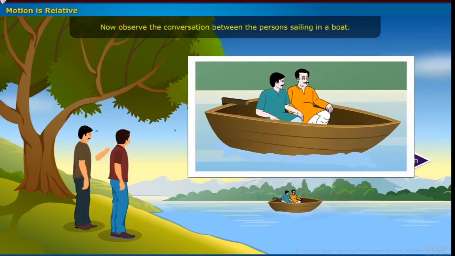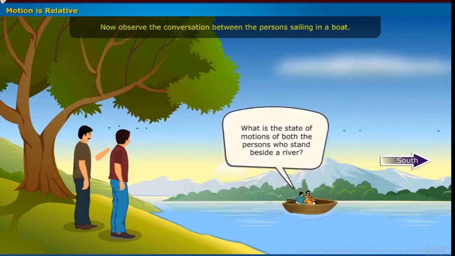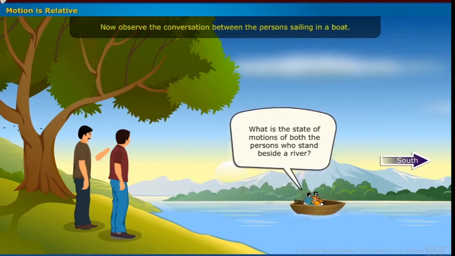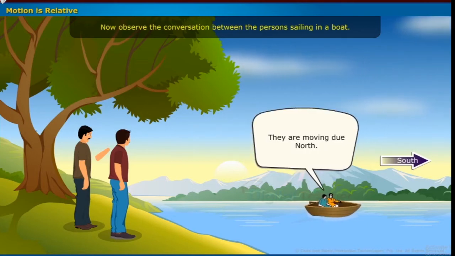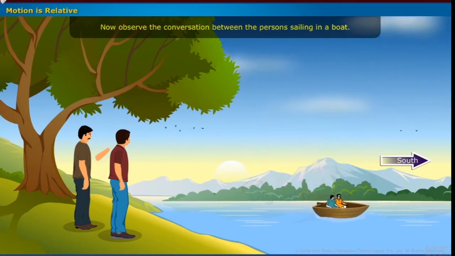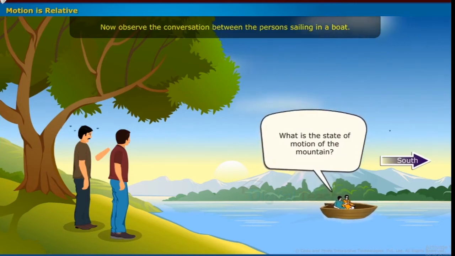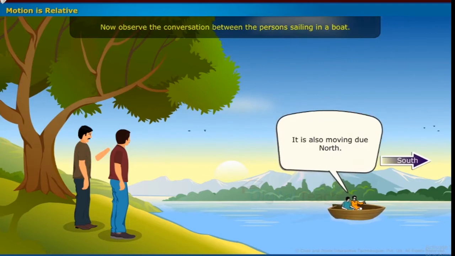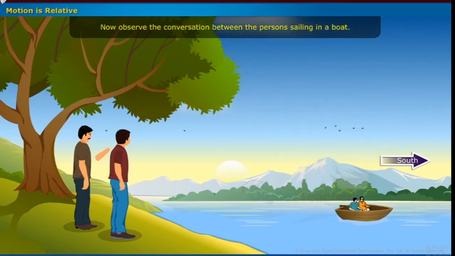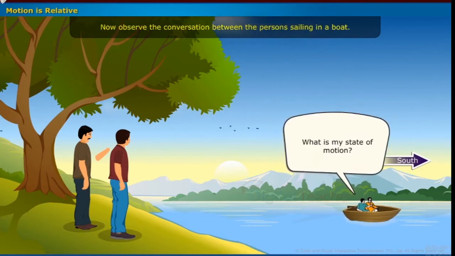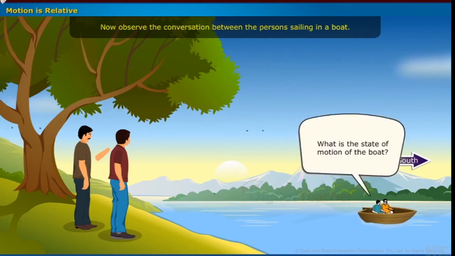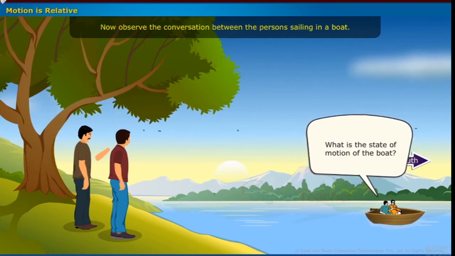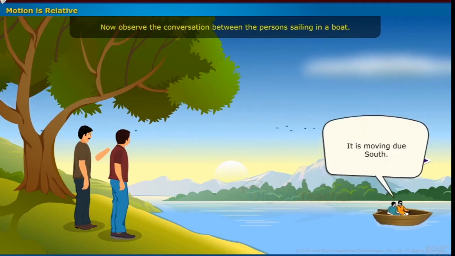Now, observe the conversation between the persons sailing in a boat. What is the state of motion of both the persons who stand beside a river? They are moving due north. What is the state of motion of the mountain? It is also moving due north. What is my state of motion? You are at rest. What is the state of motion of the boat? It is moving due south.